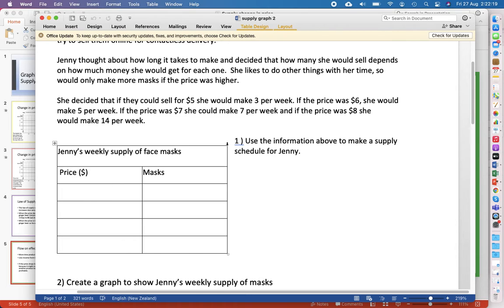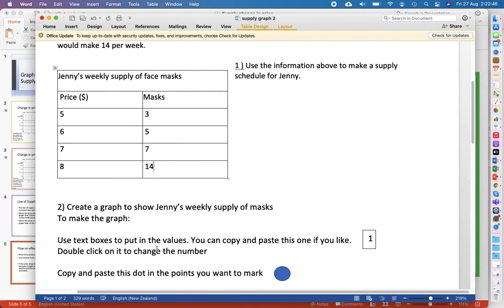So the first task is to make a supply schedule. So we're going to put in our prices at $5. She's going to make 3 masks. At 6, she would make 5, and so on. At 7, we've got 7 masks, and at 8, we've got 14 masks. So that's going to make a really fun curve, isn't it? All right, now we're going to try and graph it.